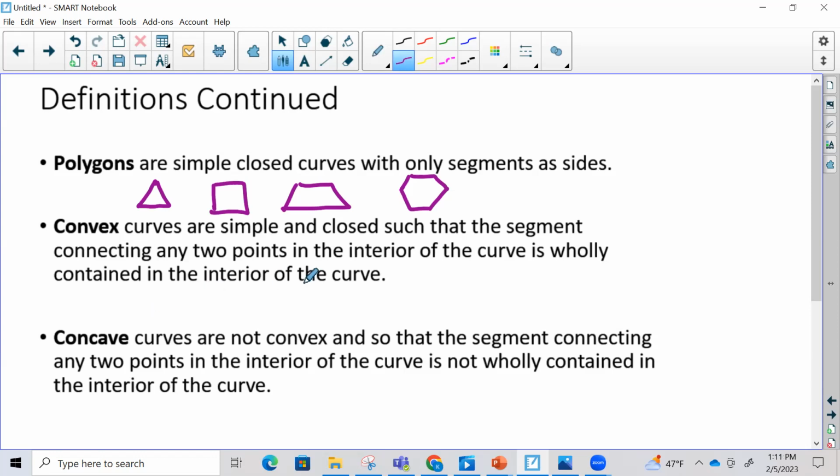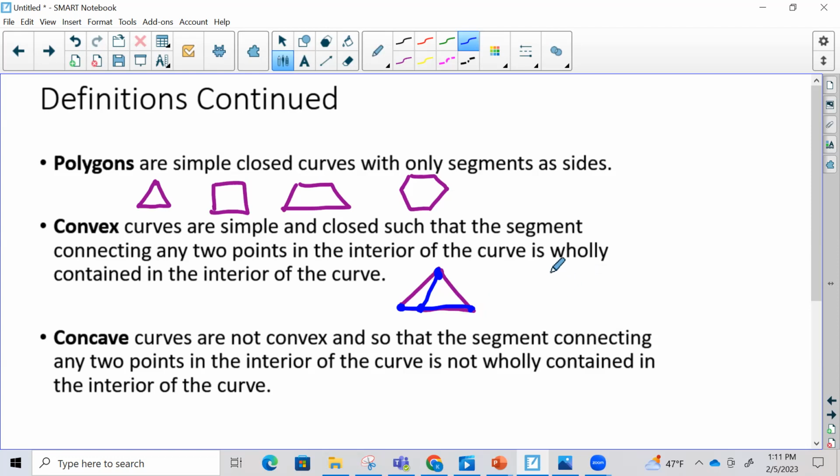Okay, so what does that mean? So if I look at a triangle, if I were to pick any 2 points on this triangle and connect them, that segment has to be completely inside of the triangle or on the edge of the triangle. So this is considered a convex polygon or a convex curve, because any segment that I would connect between those two points would have to be inside the figure.